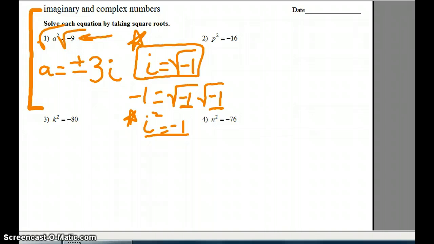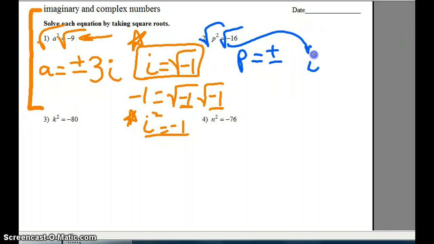So if I have a quadratic, which is a variable squared, we'll still take the square root of both sides. We'll still get plus or minus, but now instead of just getting 4, because it's a negative, when you take the square root of a negative number, you always have i, and the square root of 16 is 4.